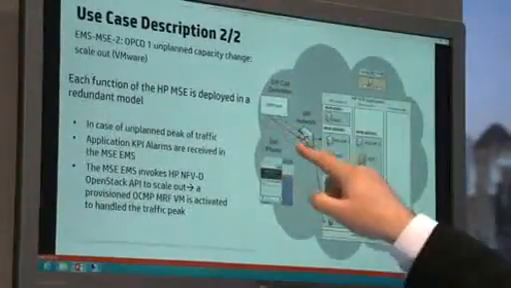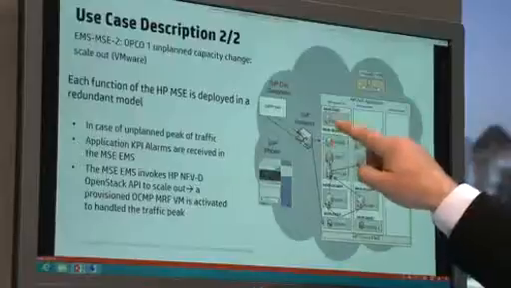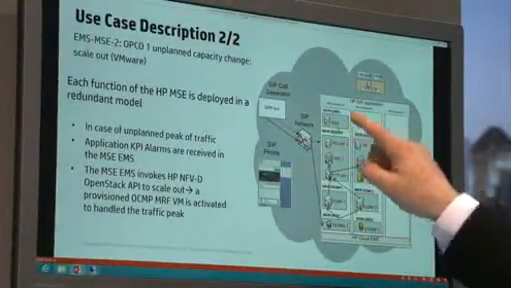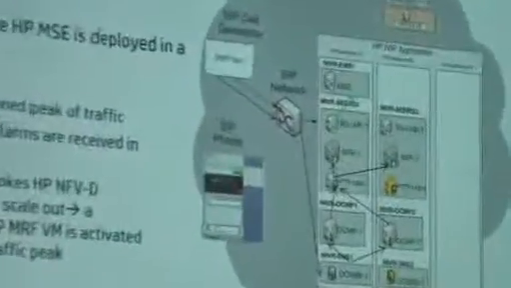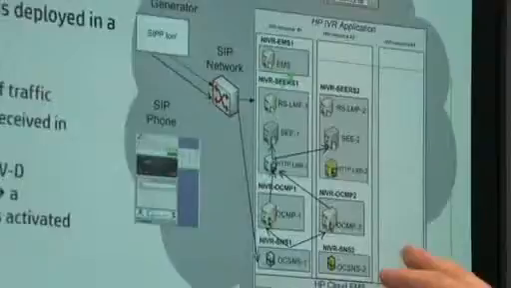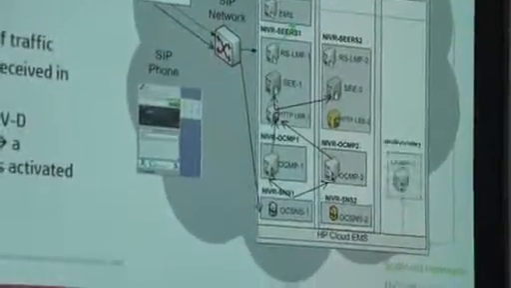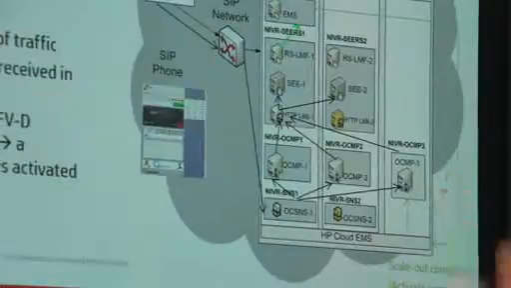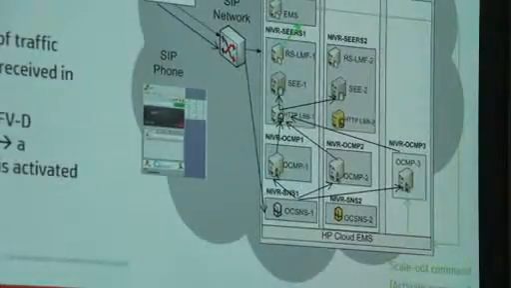If there is an increase of traffic, we'll get an alarm like this. The alarm is sent to the element manager of the VNF, and then automatically we are going to scale out to activate a new server, like this server. And this server is going to be added automatically in the cluster to handle the load dynamically.